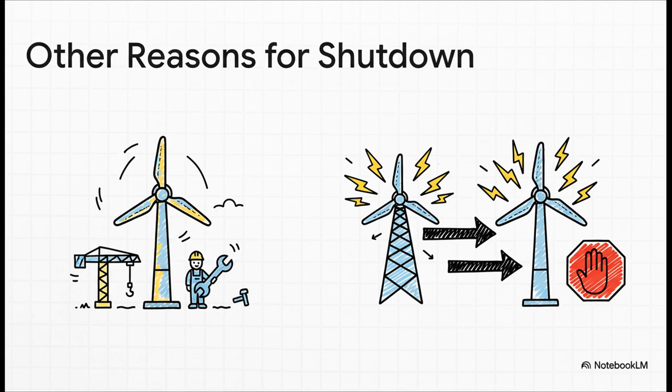And it's not just high winds. A turbine might be stopped for something as simple as routine maintenance. But here's a reason you might not expect. Sometimes they're turned off because they're making too much power. Yeah, really. If the demand for electricity on the grid is low at that moment, the grid operators will actually ask the wind farm to shut down some turbines to keep the whole system in balance.